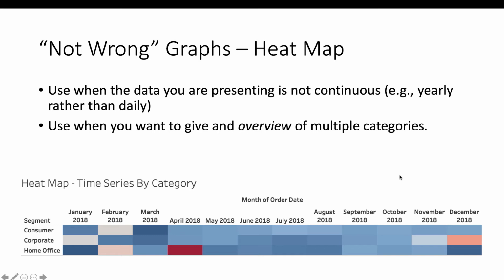Now, another interesting, not wrong graph for time series is going to be your heat map, right? It's especially useful when you're not talking about continuous data, where you really just care about summaries by some bucket, whether it's by day, month, year, quarter, or anything. And also nice when you give an overview of multiple categories.